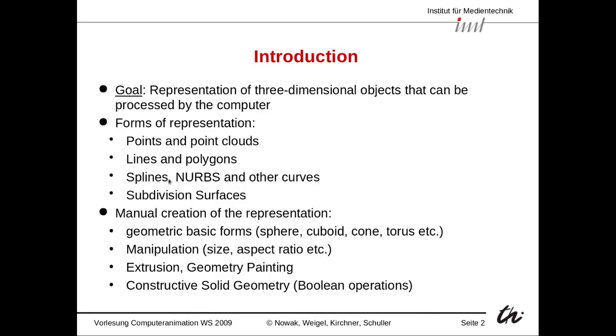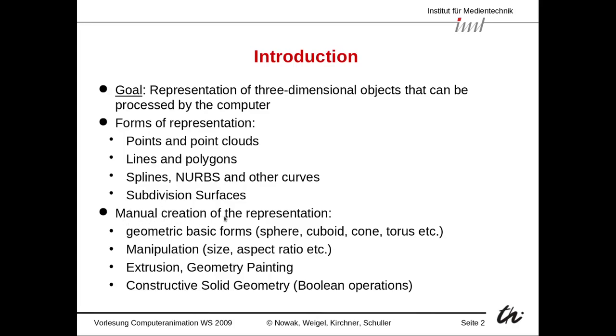Then we have splines, the so-called NURBS, and other curves, which means we have curved lines. So lines are straight, splines are curved, which is good for describing rounded surfaces. Then we have subdivision surfaces, which is basically another approach to obtain rounded surfaces.